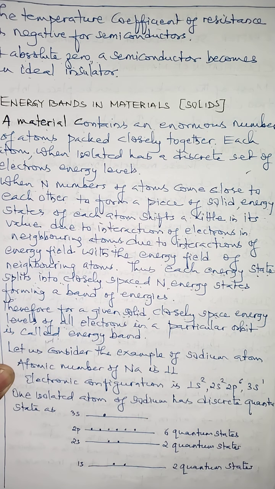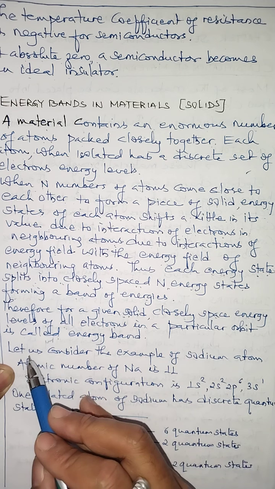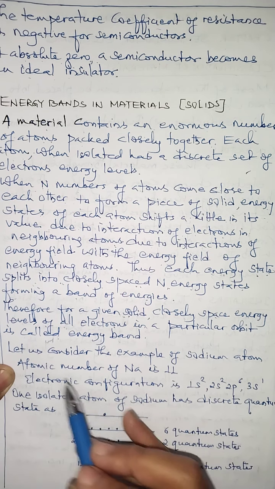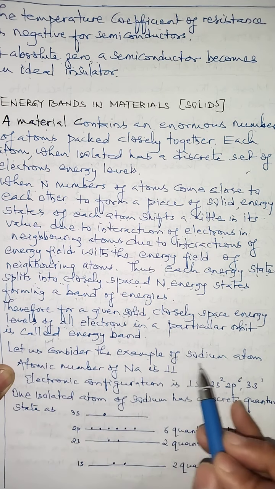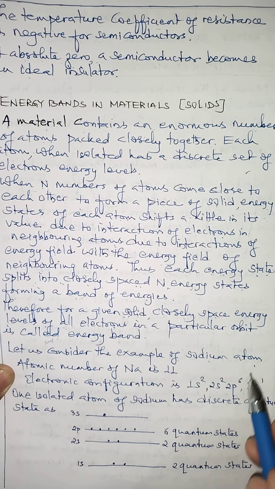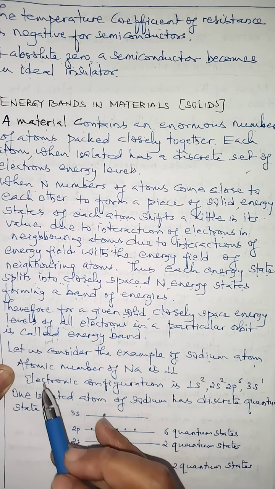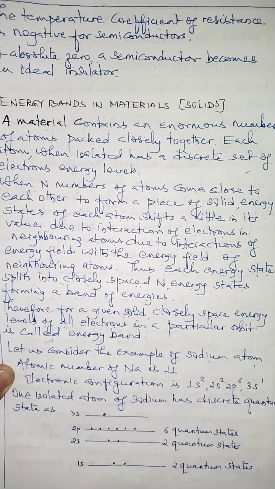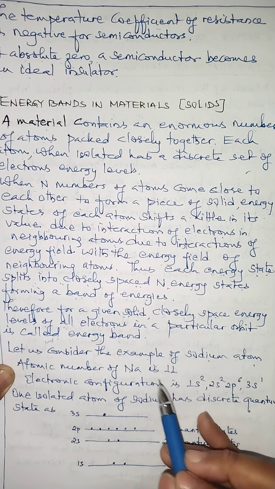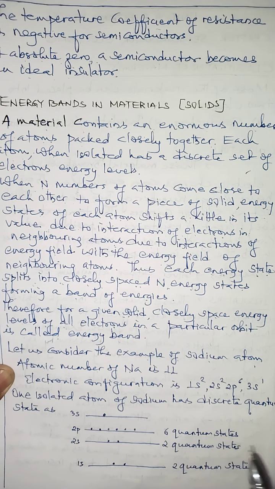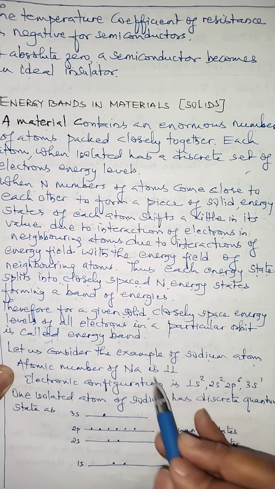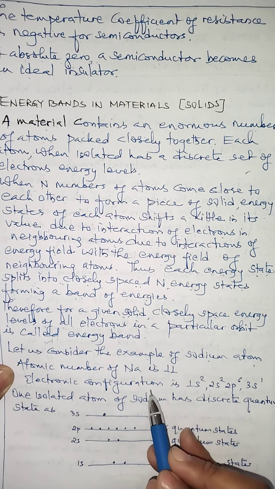Now to understand energy band in more detail, we'll take one example. Let us consider the example of sodium atom. You know sodium is a metal which is a good conductor. The atomic number of sodium is how much? 11. If the atomic number is 11, what is the number of protons? 11. And how many electrons are present? 11 only. With this atomic number we can even write the electronic configuration.